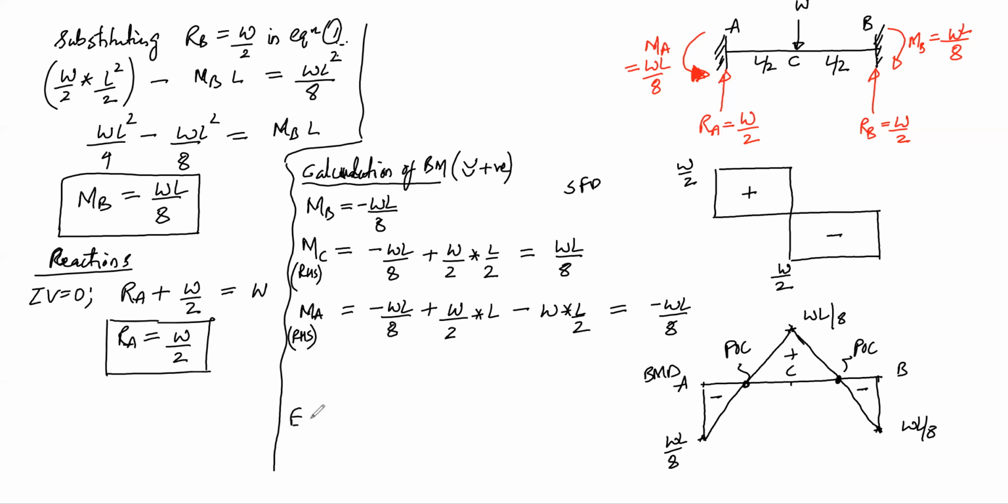And the elastic curve can be drawn like this. This is point A, point B, point C. So from point A up to this point, it is hogging. So this has to hog like this. From this point of contraflexure till here, it is sagging. So this has to sag till here. And from this point of contraflexure till point B, it is hogging again. So this has to hog. And these are your 2 points of contraflexure. So this is the elastic curve for the fixed beam with central point load.